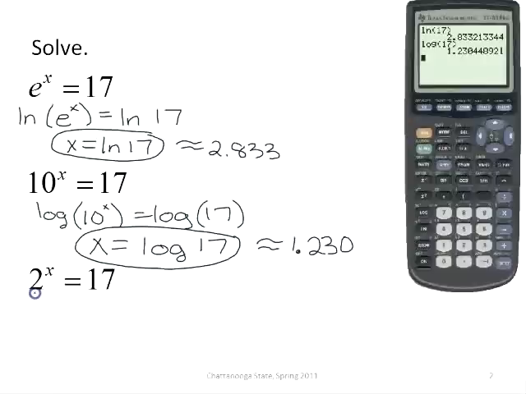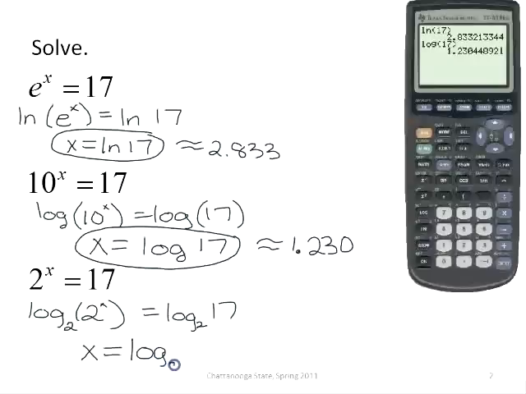Now this problem is almost the same, except it's 2 to the x power. So here, I don't want to use log base 10 or natural log. I'm going to use log base 2 on each side. So I'm going to take the log base 2 of each side of my equation. Well, the log base 2 of 2 to the x power is x. So x would equal the log base 2 of 17.